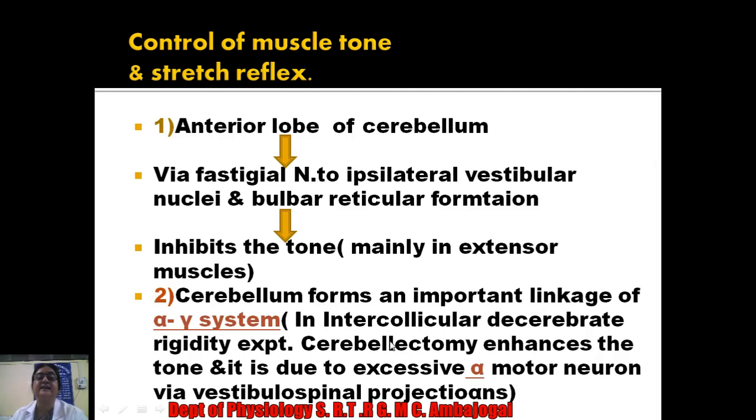Already I have explained that in the intercollicular differential experimental preparation, cerebellectomy enhances the tone, and it is due to excessive alpha motor neuron activity via the vestibulospinal projection, because this vestibular nuclei will escape from the inhibitory influence of the cerebellum.